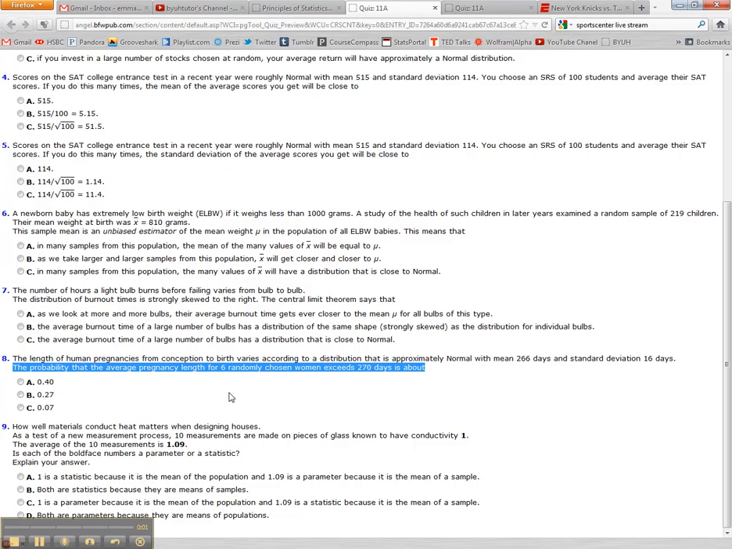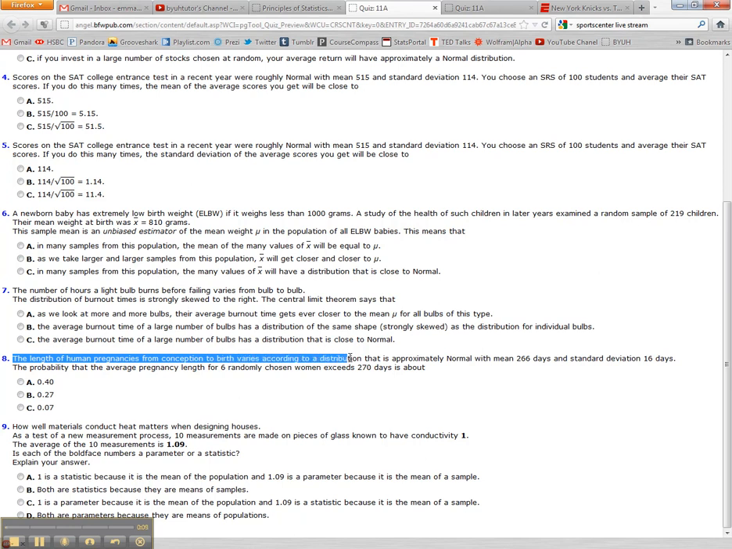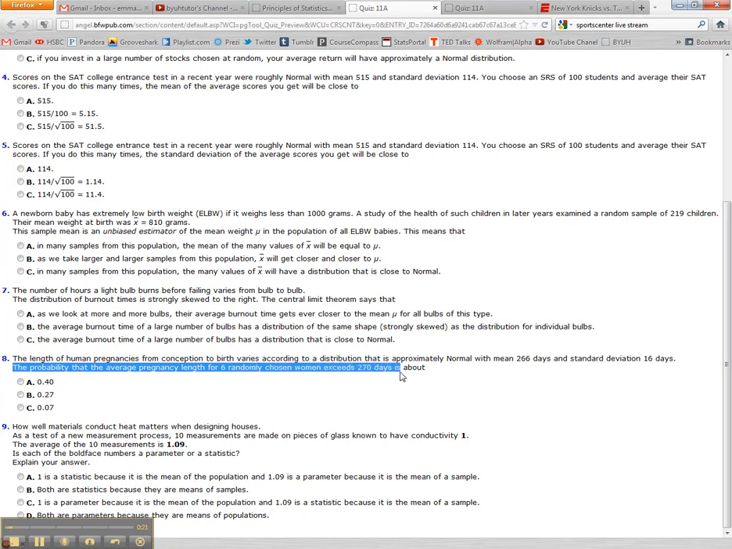Okay, so right now we're going to work on number 8 from homework 11A. It says the length of human pregnancies from conception to birth varies according to a distribution that is approximately normal with mean 266 days and standard deviation 16 days. Question is the probability that the average pregnancy length for 6 randomly chosen women exceeds 270 days is about, and you have your 3 options.